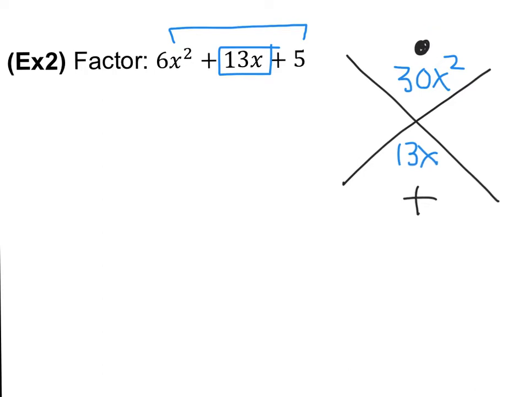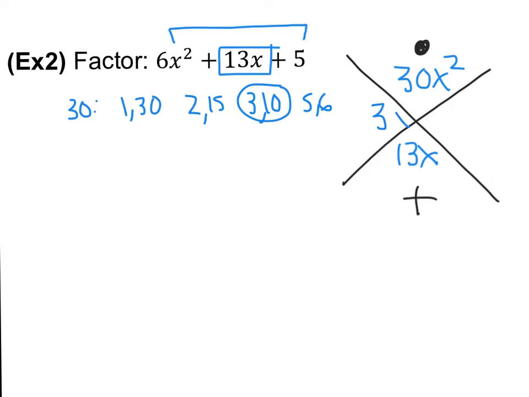We are now looking at factors of 30, and they have to add to get 13. So factors of 30 would be two numbers that multiply to get 30, add to get a positive. So 1 and 30, 2 and 15, 3 and 10, 5 and 6 also, but they have to add to get the 13x, so 3 and 10. So we'll write this as 3x and 10x, or you can write it as 10x and 3x, it does not matter, but I put a rectangle around it.